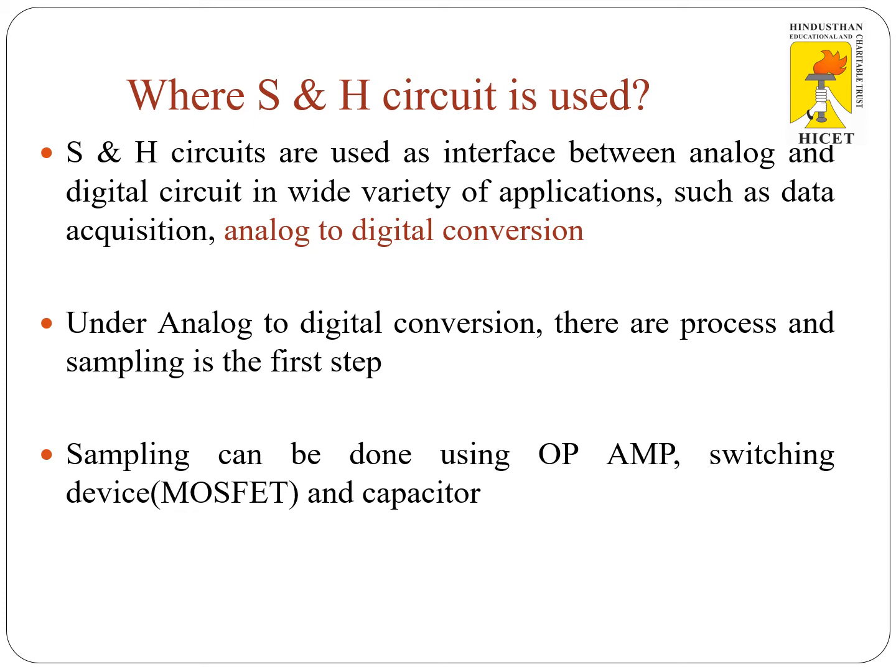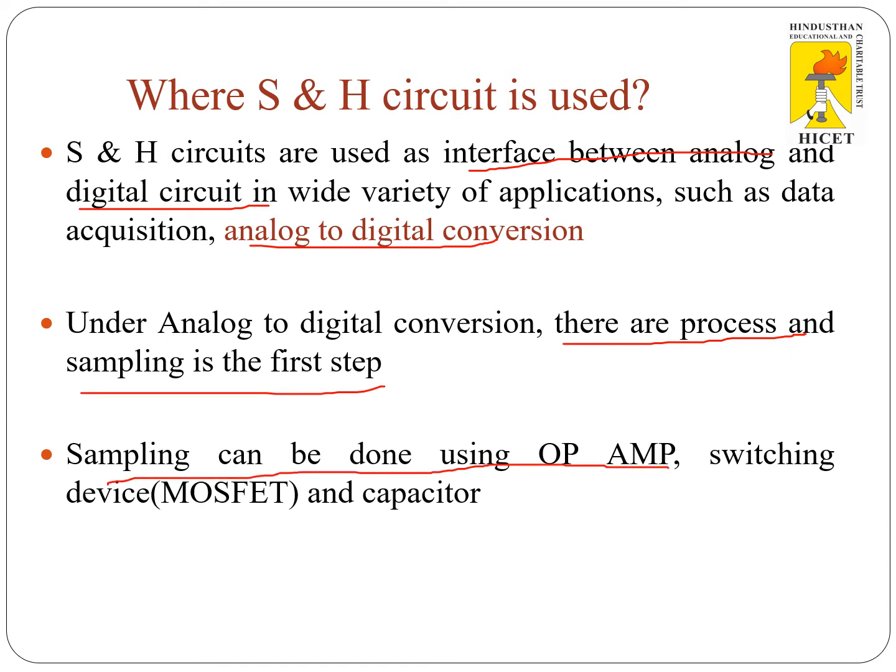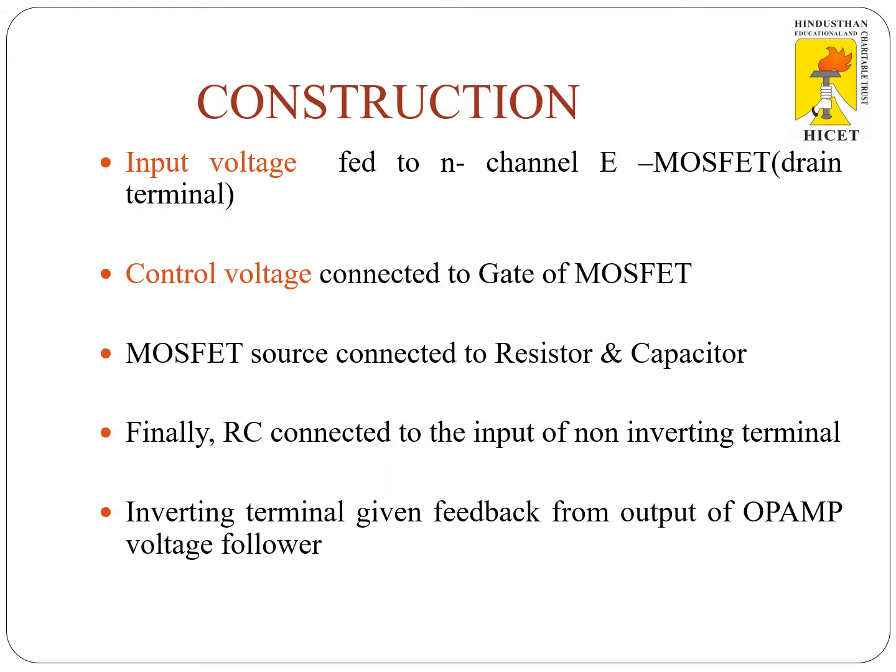So, where is the S and H circuit used? Like I told you in the beginning of the introduction, it is used to convert analog to digital signal. Also, it is used as an interface between analog and digital circuits, and it can be used in a variety of applications such as data acquisition. There are two different processes. First is sampling. Sampling can be done using an op-amp, a switching device which is a MOSFET, and also a capacitor.